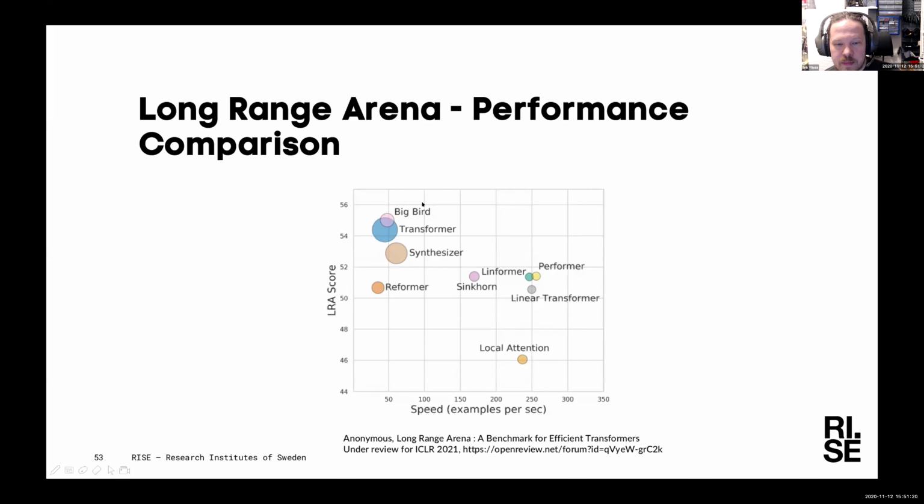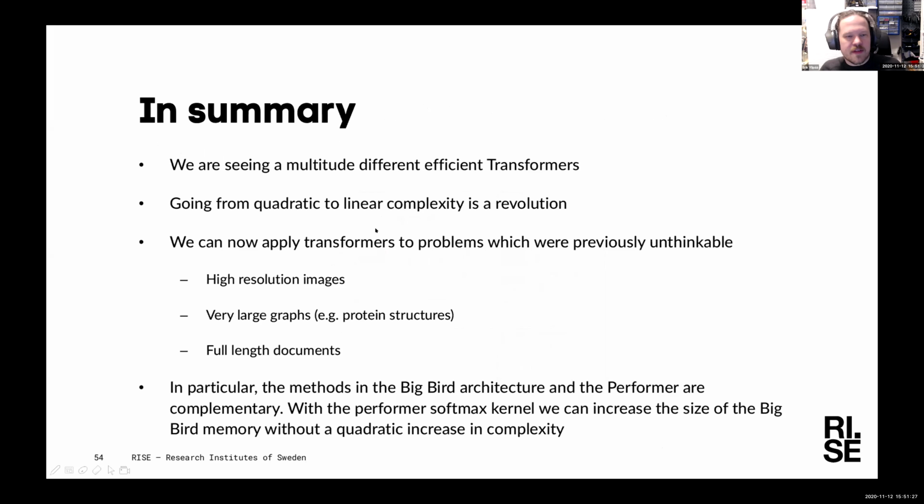So we can see that Big Bird and the transformer aren't really that far apart when it comes to speed. But this is kind of a summary. I think what we're seeing right now is fantastic progress in this area. We're seeing a lot of models which reduce the quadratic complexity of the transformer to linear in both space and time with regards to input length. And in particular, the Performer, I think, is really interesting here.